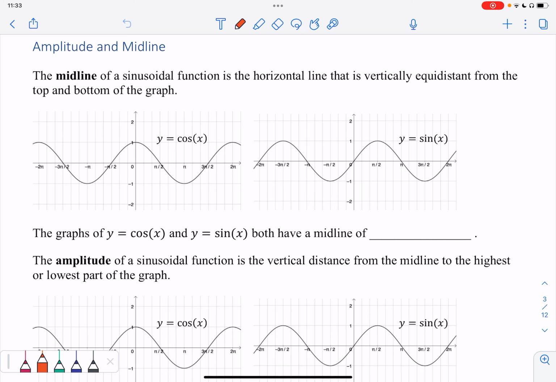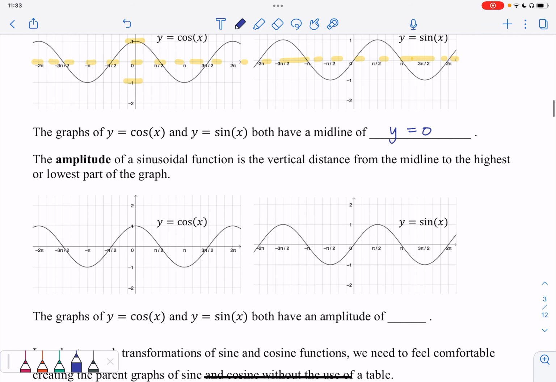Amplitude and midline. The midline of a sinusoidal function, so either a cosine or a sine function, is the horizontal line that is vertically equidistant from the top and bottom of the graph. I can see for the cosine function that it starts at -1 and ends at 1 in terms of its height. So that midline is just going to go right in between there, kind of cuts it in half. And same for the sine function. So they actually both have the same midline, and it is the line y equals 0, in this case, the x-axis.